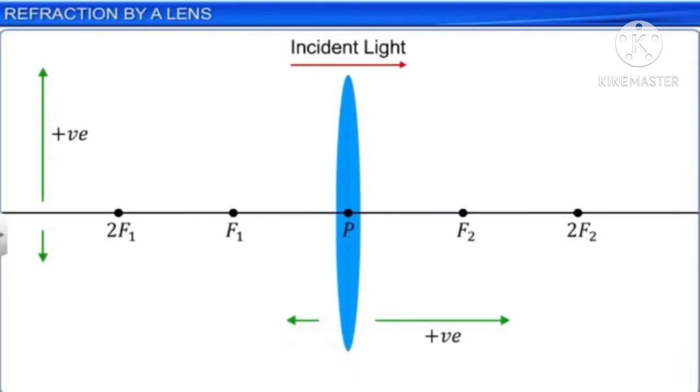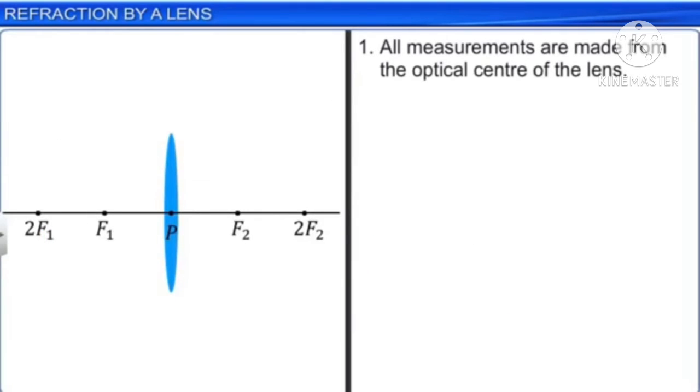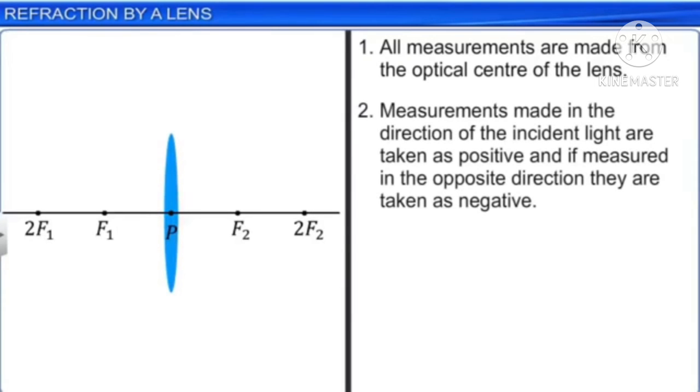Let us now look at the sign conventions we follow in case of lenses. These are similar to the ones we followed in case of spherical mirrors. All measurements are made from the optical center of the lens. Measurements made in the direction of the incident light are taken as positive, and if measured in the opposite direction, they are taken as negative.